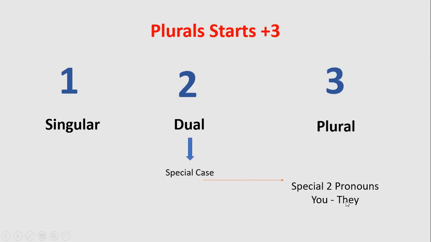So we have two special personal pronouns for dual, and these two pronouns are you and they. So if I am addressing a speech or speaking to two persons, I will use a specific you. And if I am talking about two people, let's say, for example, James and John, I will use a specific they, different from the they of the plural.